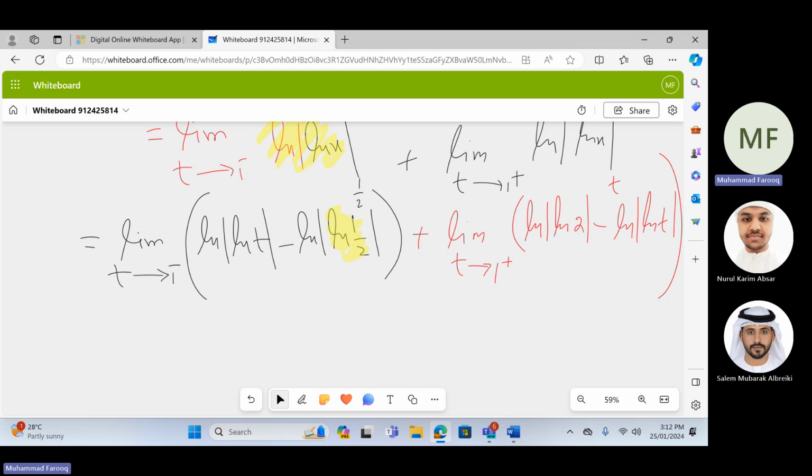So the answer of this question is basically what? Zero. One more thing which I have to discuss after the break: I forgot to tell you that in this question, they are asking whether this integral converges or diverges. Converges means the answer of this improper integral is a finite number, like 0, pi, 3. It is going towards a point.